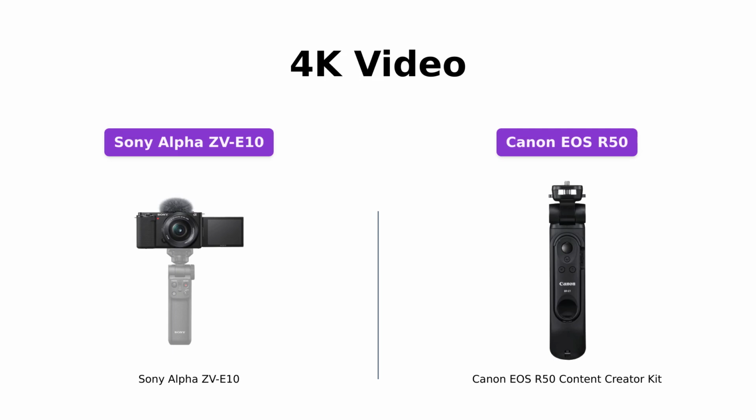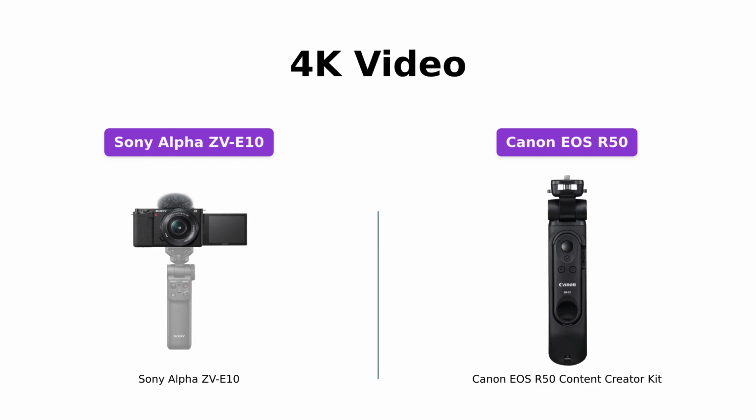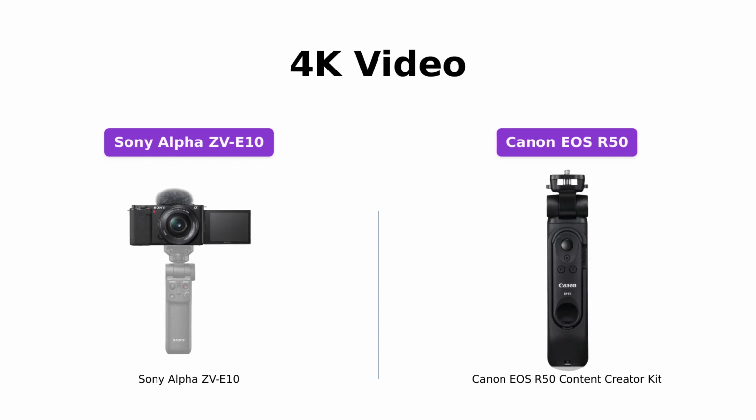If you're a video content creator, you'll appreciate the 4K capabilities of both cameras. The Sony Alpha ZV-E10 oversamples 6K footage to create stunning 4K movies with full pixel readout and no pixel binning. The Canon EOS R50 Content Creator Kit also offers uncropped 4K video with Dual Pixel CMOS AF at up to 30 FPS oversampled from 6K footage. Both cameras deliver incredible video quality for your vlogs and content.